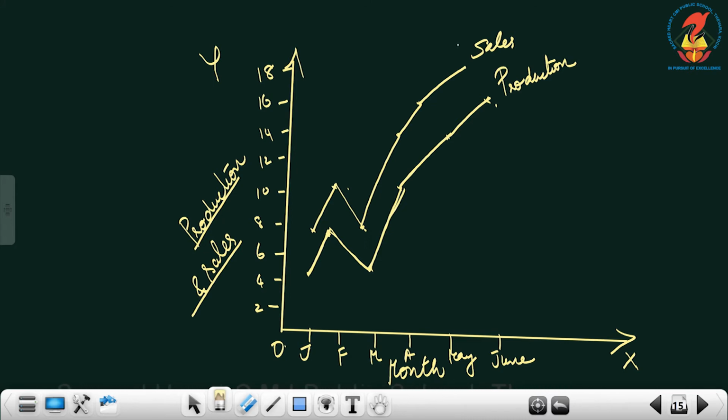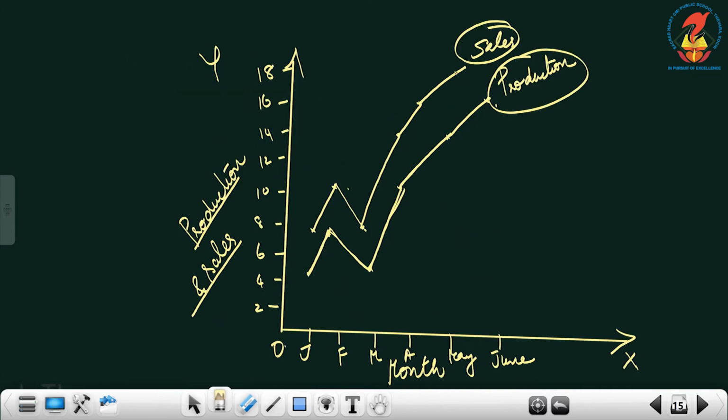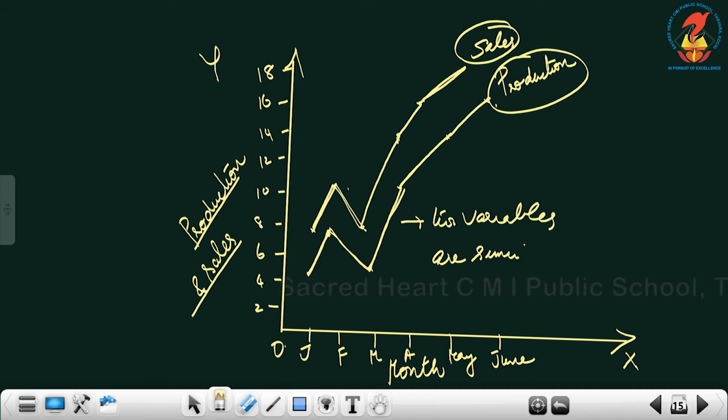Now another curve which shows sales. For sales, you can find the data as 7.5, 10, 7.5, 12.5, 5 and 17.5, and I have marked it here. Just take the values and mark them as they are given in the data. So you will get a curve. So these two are the curves here. Two variables are simultaneously represented in the graph.